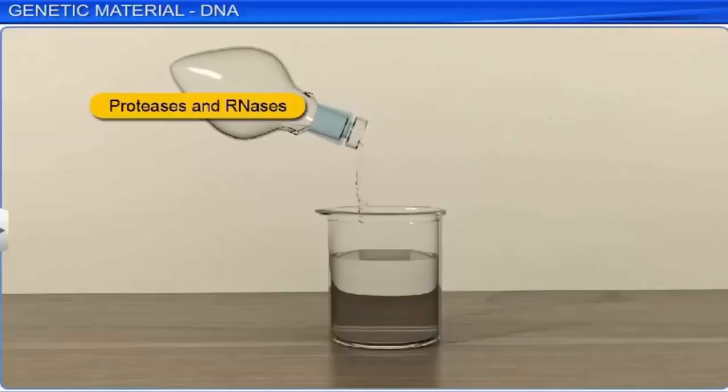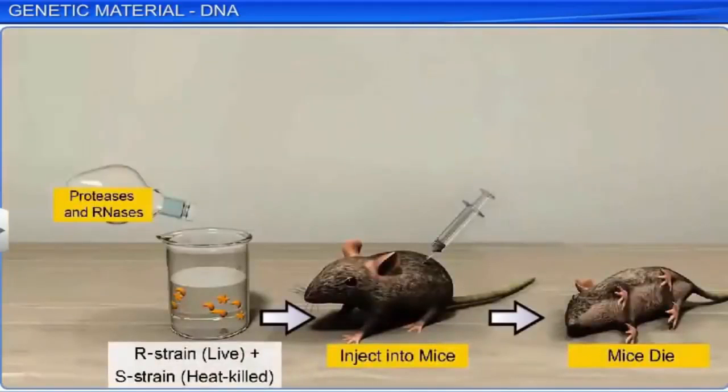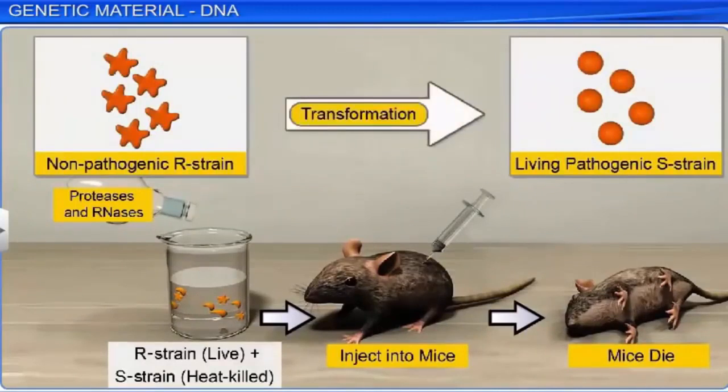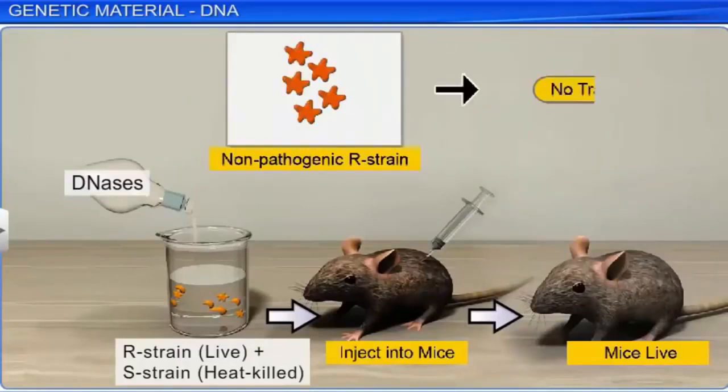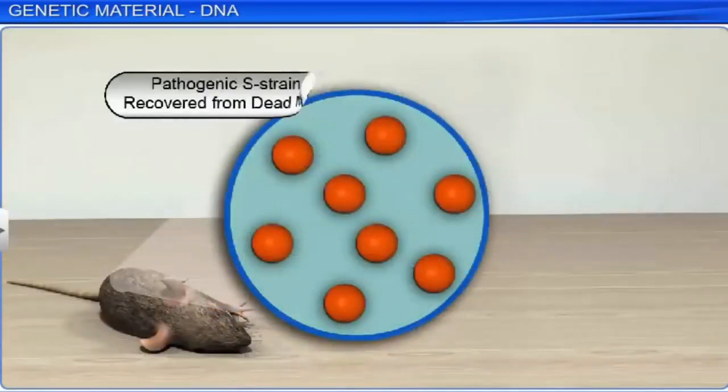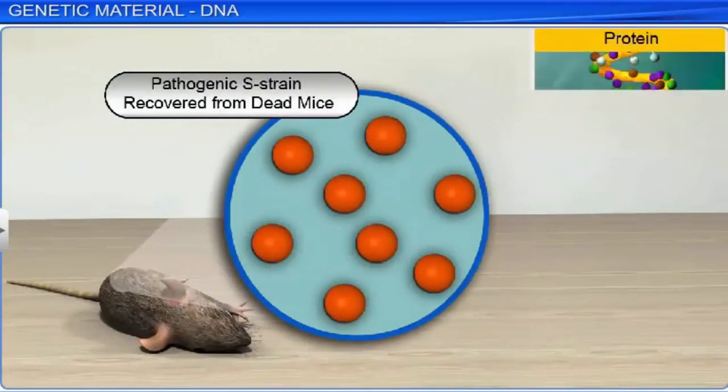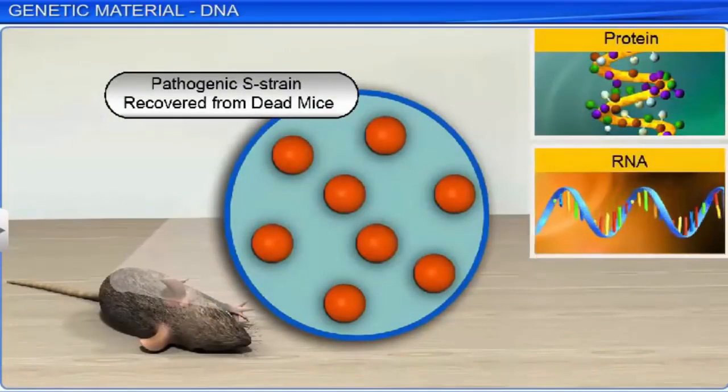They discovered that neither the protein-digesting enzymes, that is, proteases, nor the RNA-digesting enzymes, that is, RNases, affected this transformation. Whereas the DNA-digesting enzyme, DNase, did inhibit the transformation. Therefore, it was clear that the transforming substance was not protein or RNA, it was DNA.